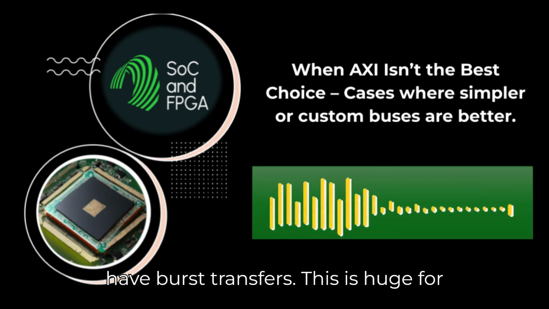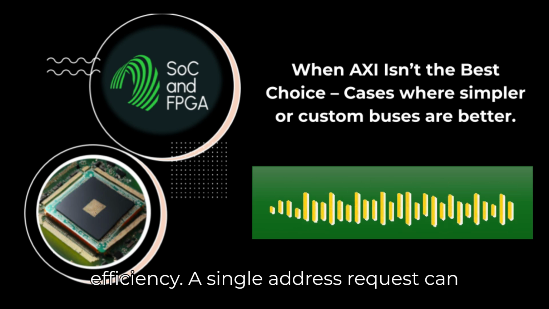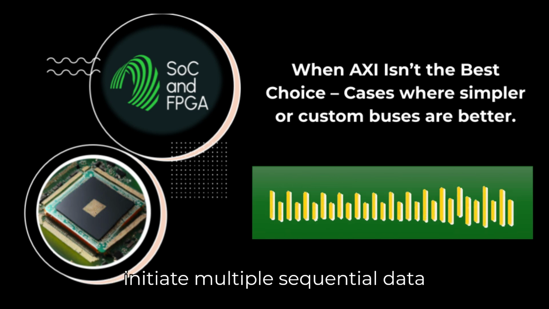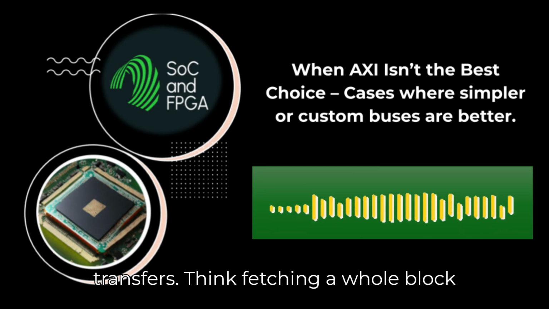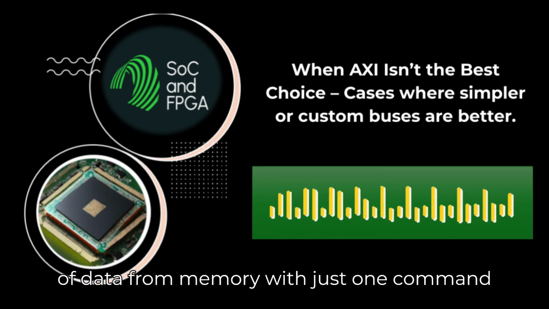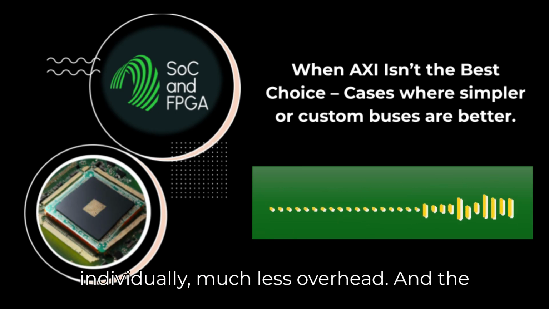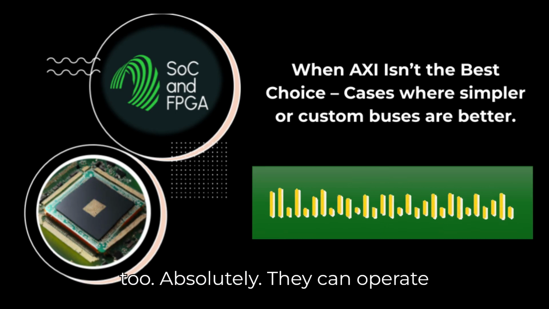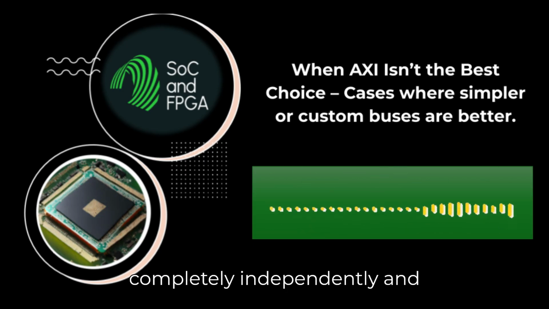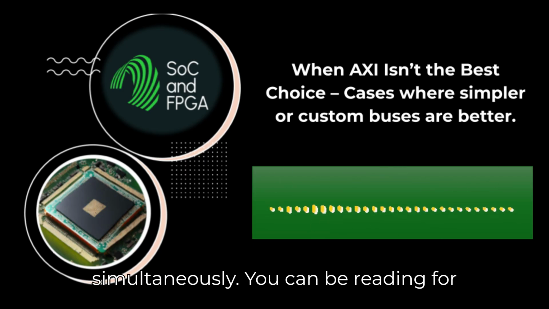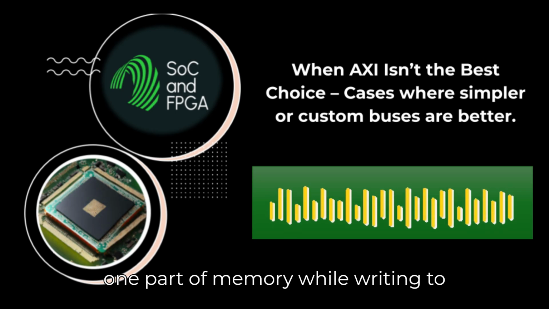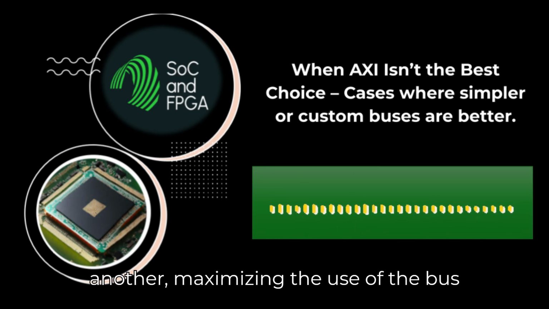Then you have burst transfers. This is huge for efficiency. A single address request can initiate multiple sequential data transfers. Think fetching a whole block of data from memory with just one command instead of asking for each piece individually. Much less overhead. And the separate read and write channels help too. Absolutely. They can operate completely independently and simultaneously. You can be reading from one part of memory while writing to another, maximizing the use of the bus bandwidth.